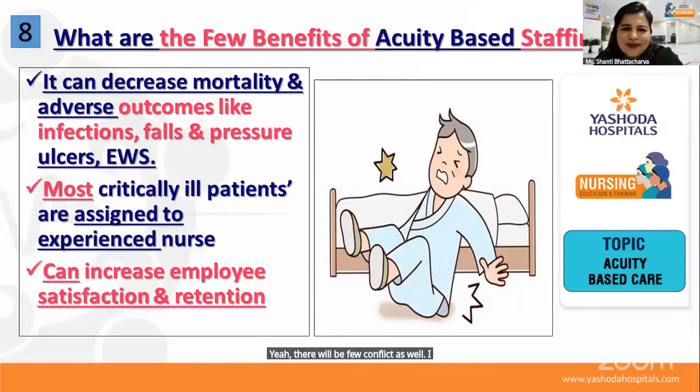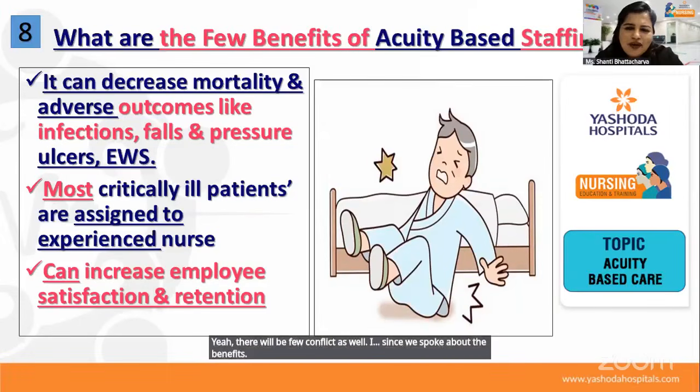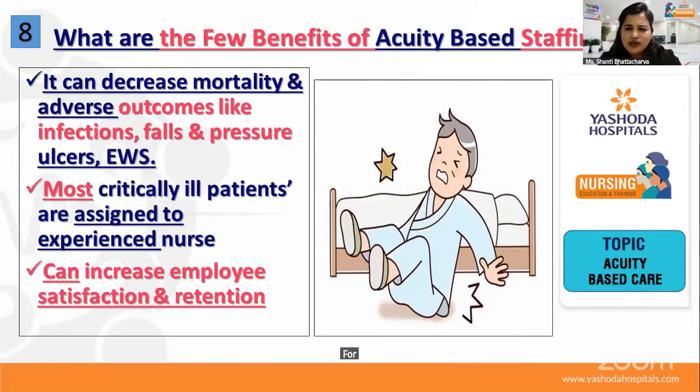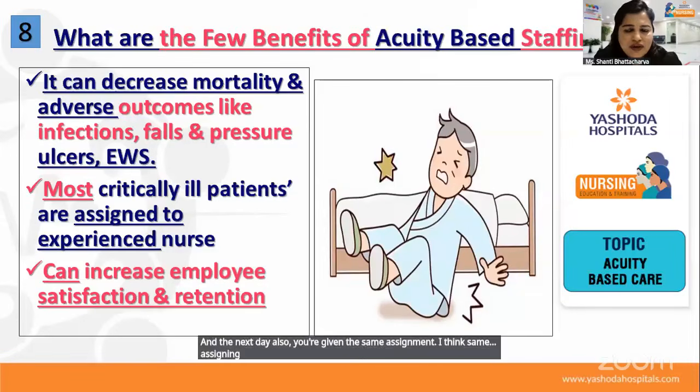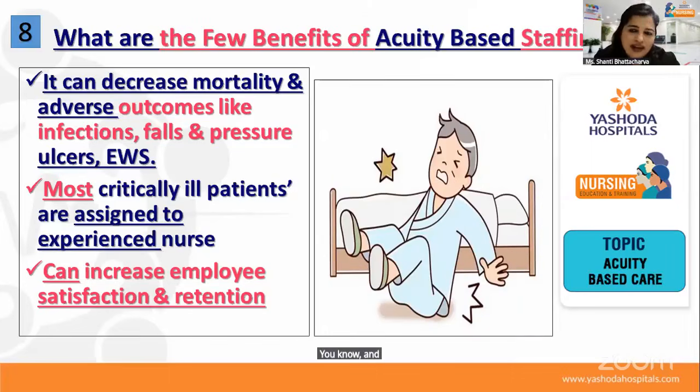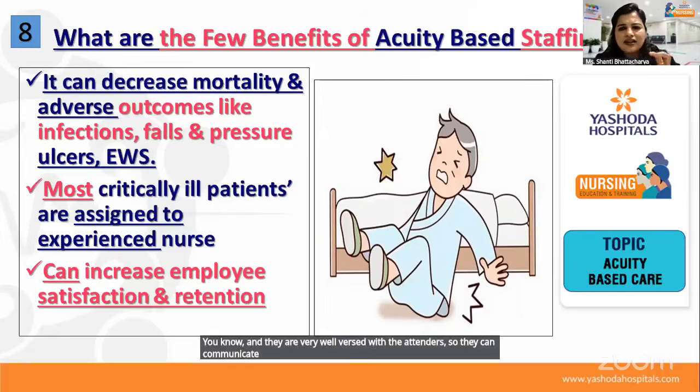Since we spoke about the benefits, what are the conflicts which you get to see? Not all the nurses are happy, maybe today you were looking after 201, 202, 203, and next day also you are given the same assignment. I think assigning the same patients, the nurses are also very comfortable because they know the case, and they are very well versed with the attenders. They can communicate. What happens in a real conflict situation? How do you tackle it? In short.